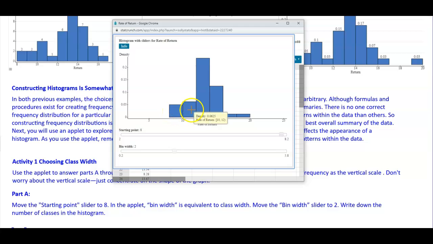Right, there's 1, 2, 3, 4, 5, and then 6. So therefore there are 6 classes. Okay? And if you notice here the first class, if you highlight it, it says rate of return is going from 8 to 10. And this one is going from 10 to 12. This one's going from 12 to 14. This one's going from 14 to 16. This one's going from 16 to 18. And this one is going from 18 to 20.